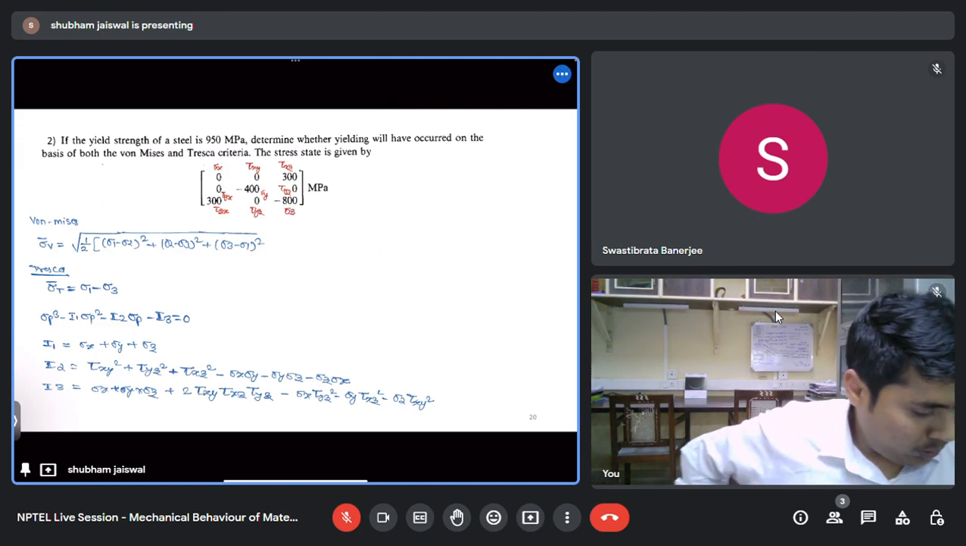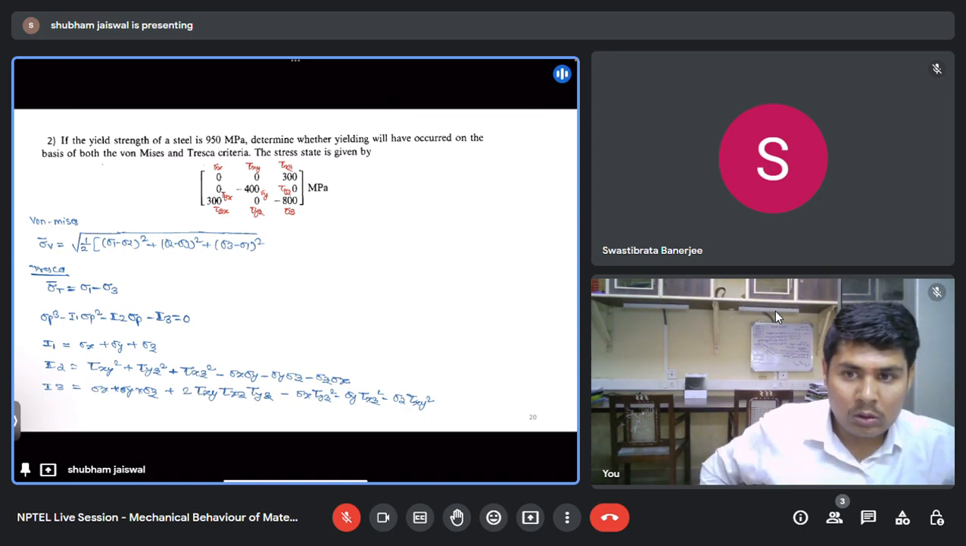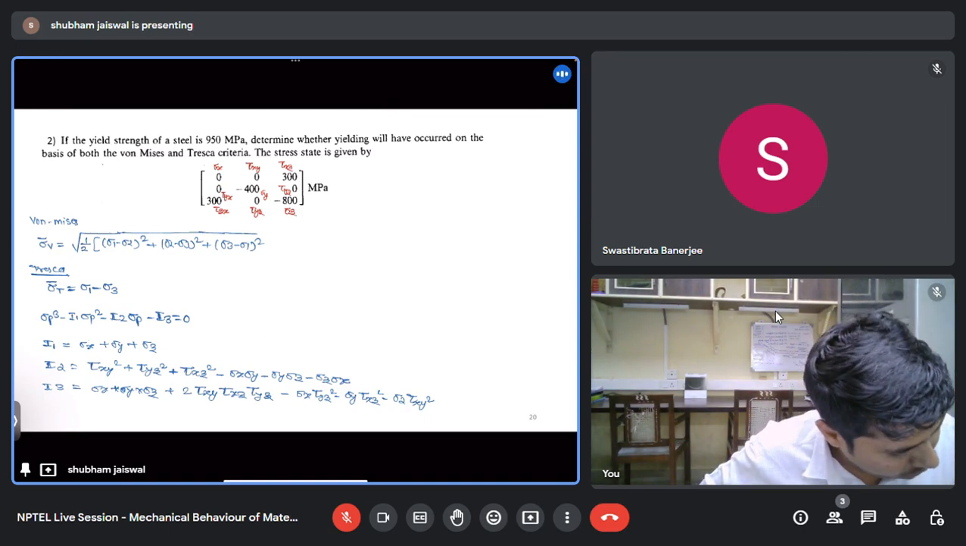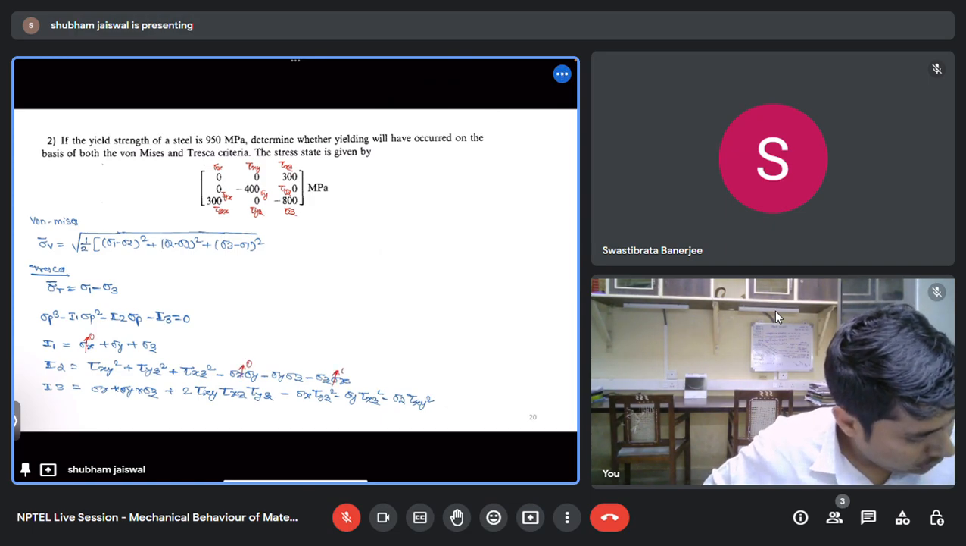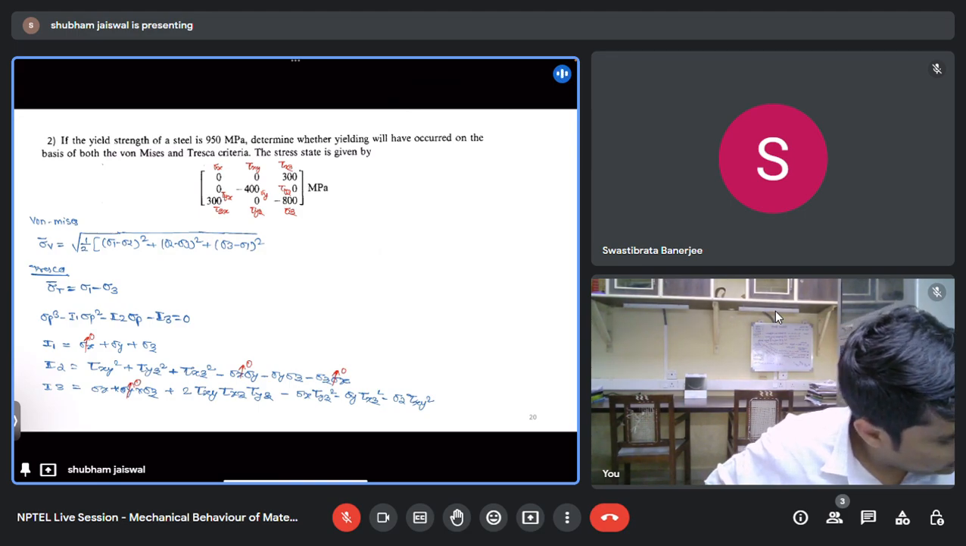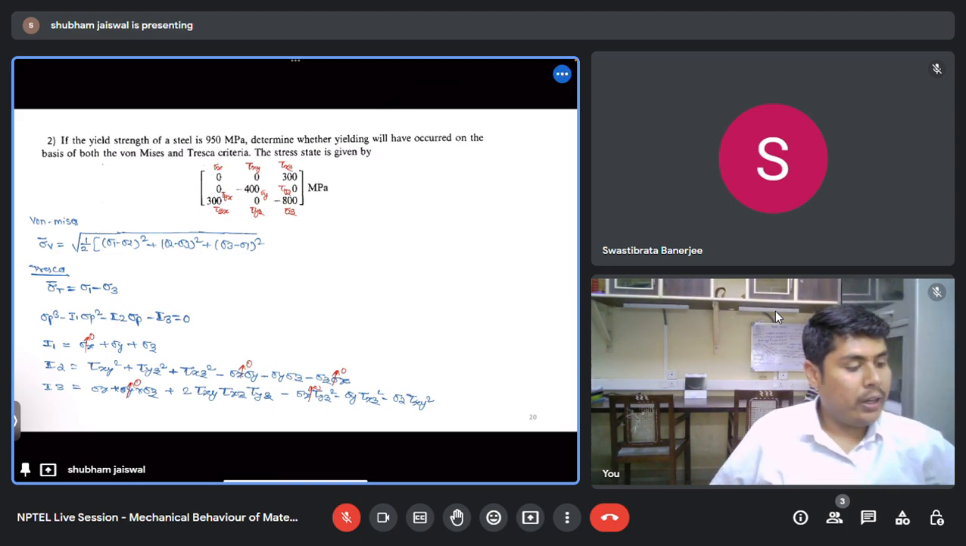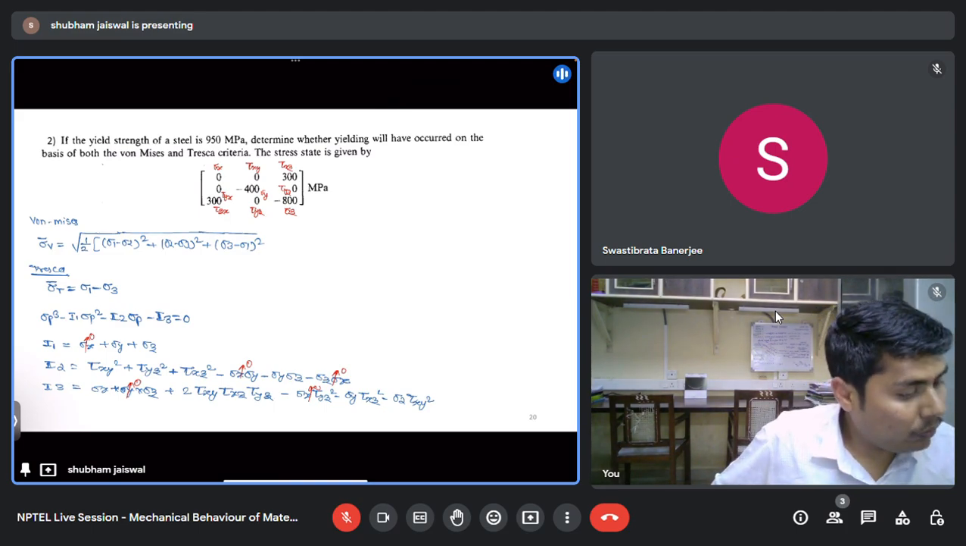Here you can see sigma x is 0. So in all these equations, the sigma x terms are 0. So this will become 0 and this will also become 0. Here this will become 0 and this one also becomes 0. Okay, now this is of sigma x.